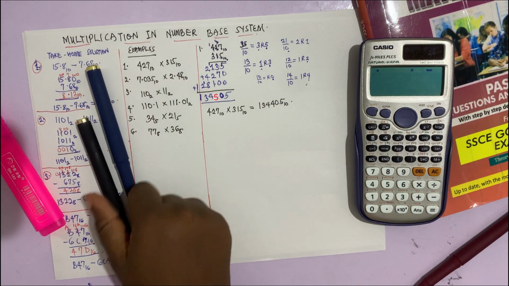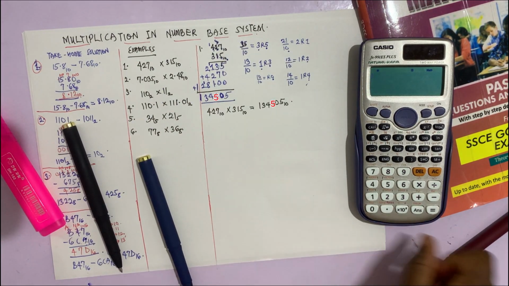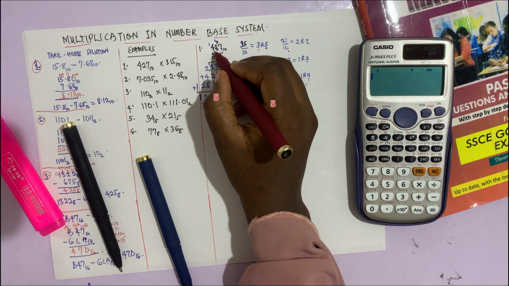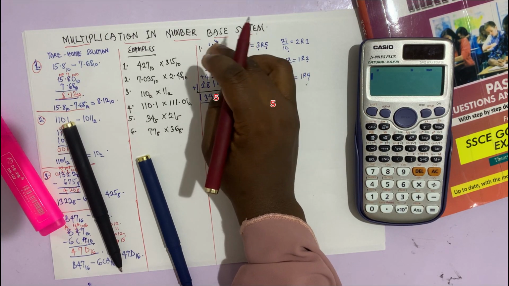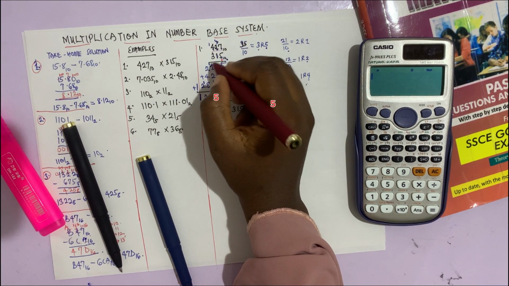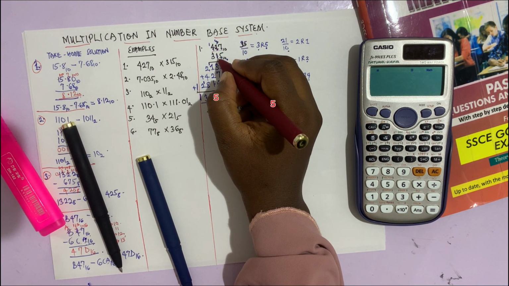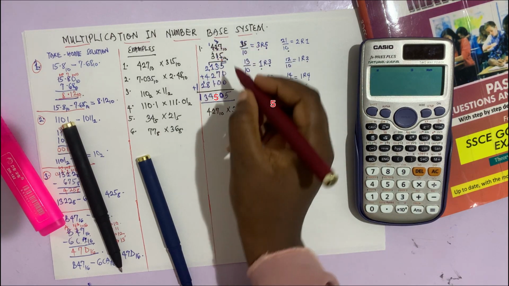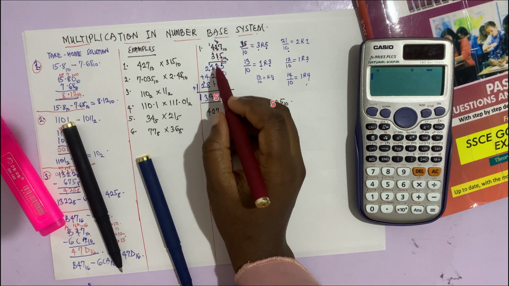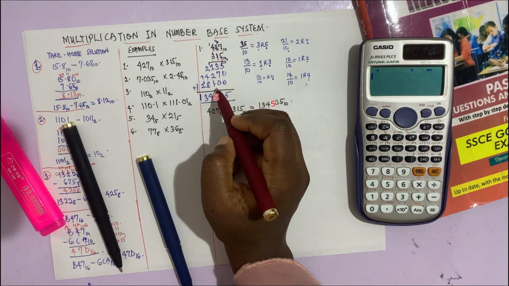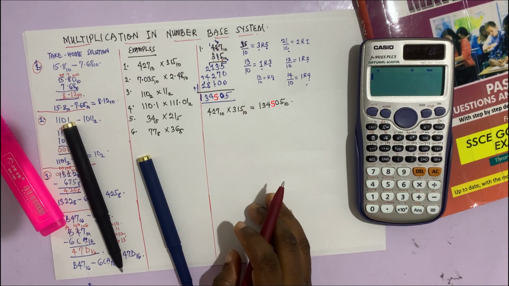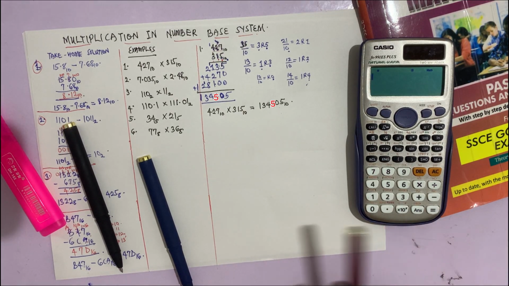The idea is you multiply the first digit, starting from the right hand side, by all the digits on the upper number and arrange it like that. Then pick the second digit 1, multiply it by everything, starting the arrangement from just below the 1. Then take the third digit, multiply it and start like that. So that is the idea. And then how you record the remainder is by virtue of the base you're working with.